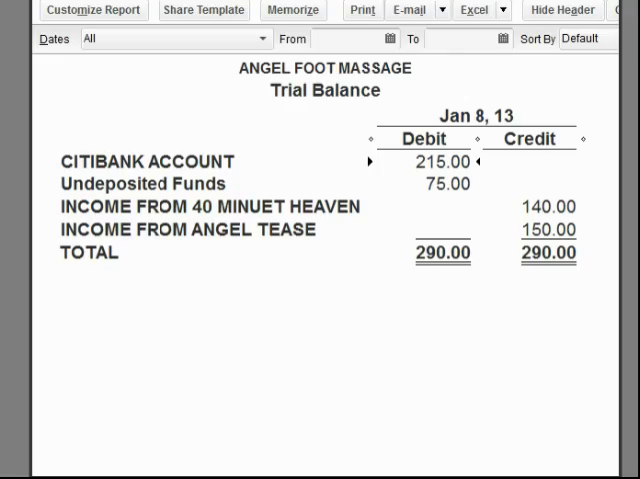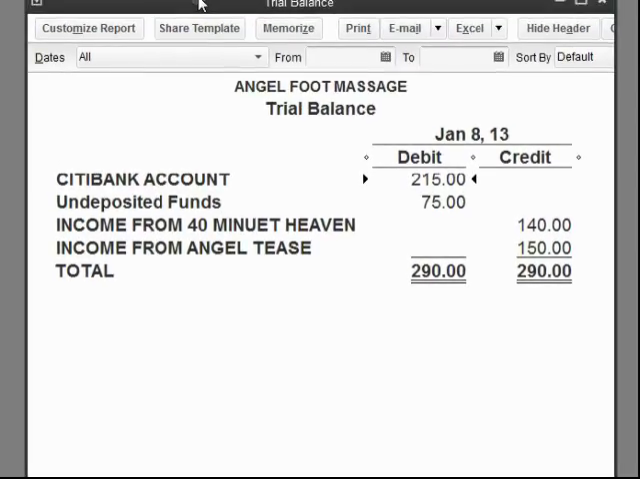You will notice the current trial balance does not include any expenses. This is because we have not yet written any checks. You will see after the first check we write that the Citibank bank account will decrease by the amount of the check that is written, and the expense that we wrote the check to will appear for the first time, and if it's a second check to that expense, it will increase that expense.